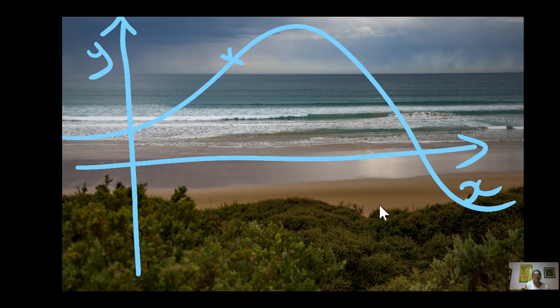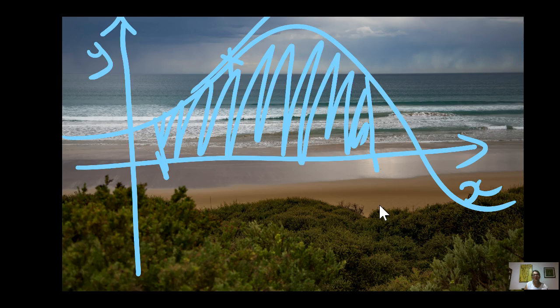Differentiation will give us the instantaneous rate of change at any point, so it will give us the gradient of the tangent at that particular point. Whereas integration will give us the area underneath the curve. So say we're looking at between this point and this point here, we want to know what area is underneath that curve. Integration will provide us with the area between our function and the x-axis.